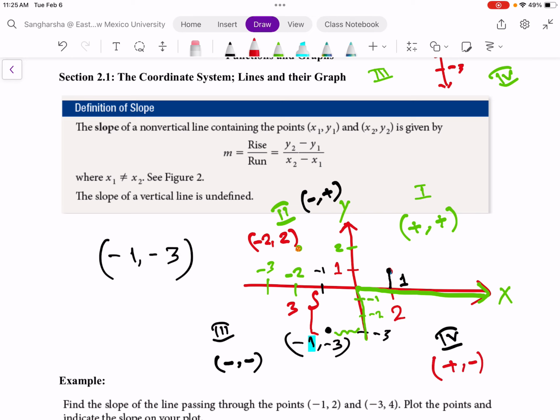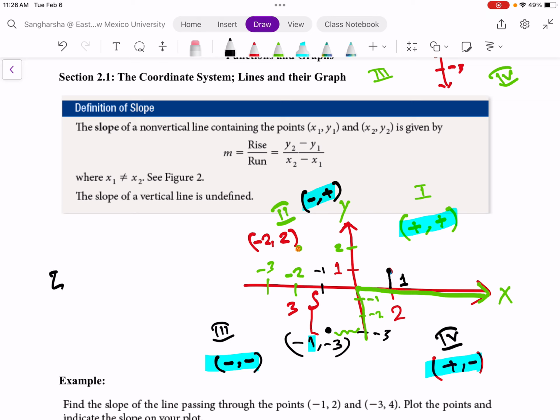So in the first quadrant, the x and y coordinates have to be positive. In the second quadrant, x is negative, y is positive. In the third quadrant, both x and y coordinates are negative. In the fourth quadrant, we have a positive x coordinate and a negative y coordinate. Now if this is the case, can you tell me in which quadrant we find a point?